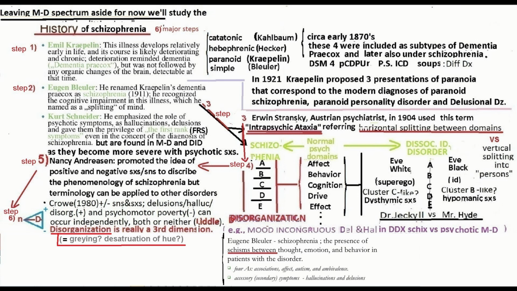One of the things that Bleuler, who renamed this schizophrenia, talked about: schizophrenia means split mind, which people get confused with multiple personality. And Edwin Stransky, an Austrian psychiatrist in 1904, used the term intrapsychic ataxia to refer to this sort of horizontal splitting of these domains. If you look down here in the middle where it says normal psych domains, these are some of the normal segments of the personality: affect, behavior, cognition, drive, and so on.